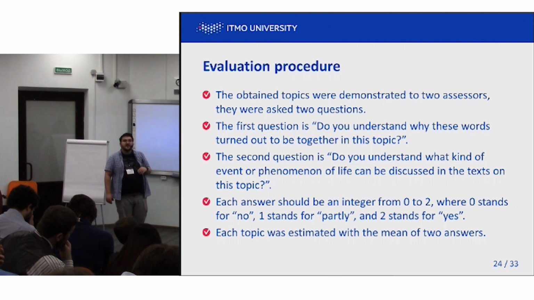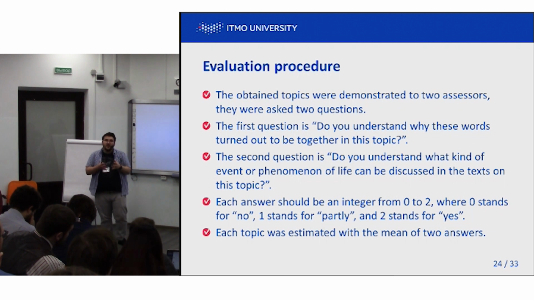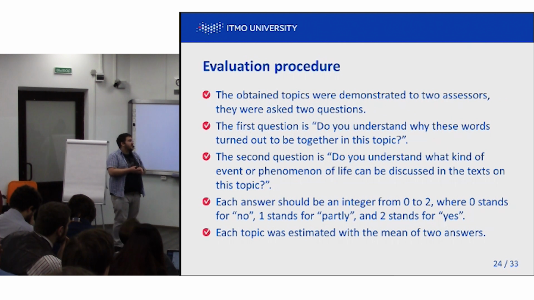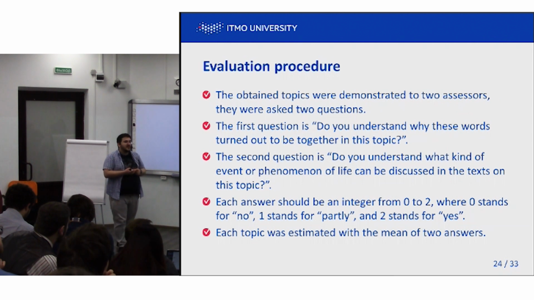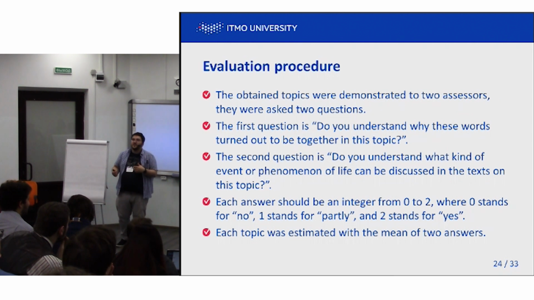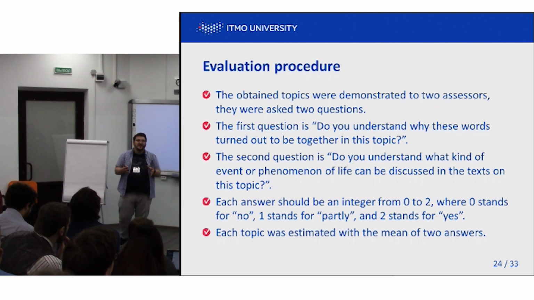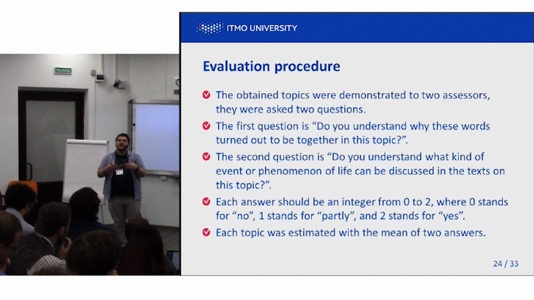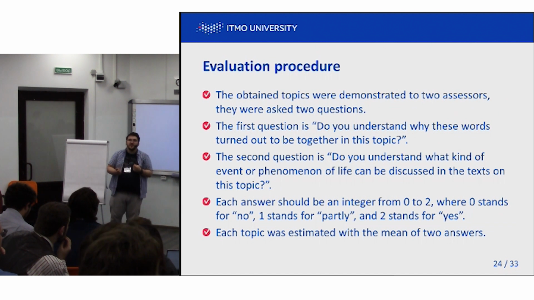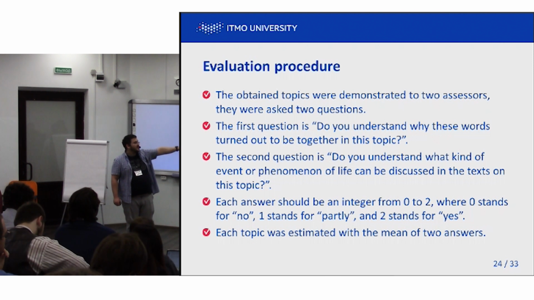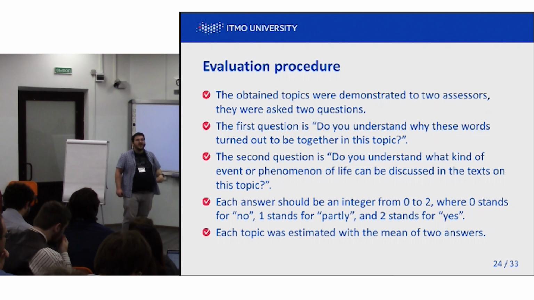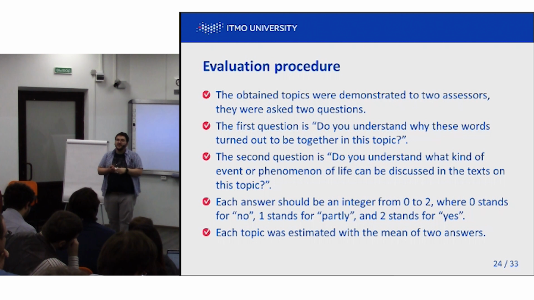They answered two questions. The first one: do you understand why these words turn out to be together in this topic? So how well related they are. The second one: do you understand what kind of event or phenomenon of life can be discussed in the text on this topic? These two questions came from sociologists, because we want to understand not only how closely related words are, but what is the subject to which they correspond. Each assessor evaluated each topic from 0 to 2, and then we computed the mean of these estimations.